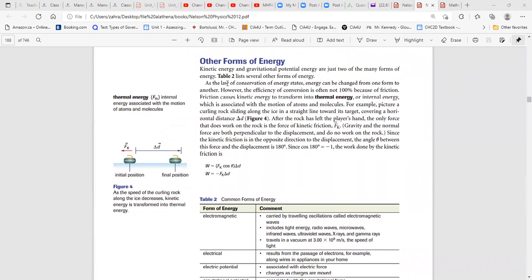So another form of energy is thermal energy. When you have friction and this object is moving from here to here, this hockey puck is moving, because of the friction, some of the energy will transfer into heat and you will lose it. So the work done by friction is W equals force multiplied by displacement. Theta here is 180, that's why you have a negative there.